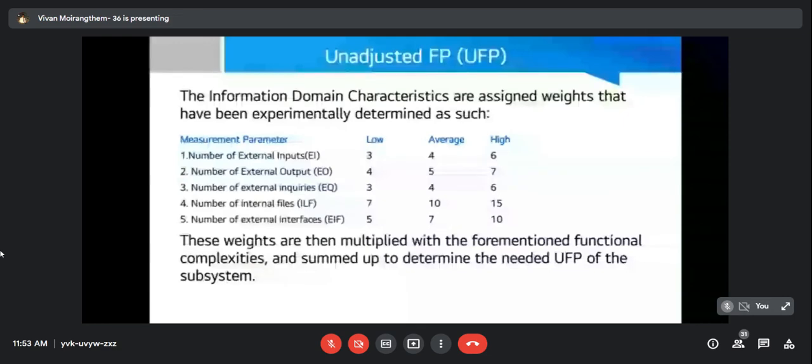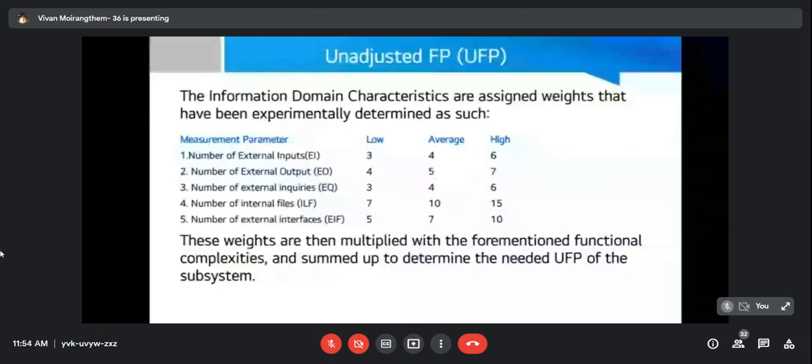And then each of these individual results is summed up to determine the needed unadjusted function point. As in, let us suppose that we have our weighting factor as high. Then along with that, we will be given each of the complexity values for each of the parameters.